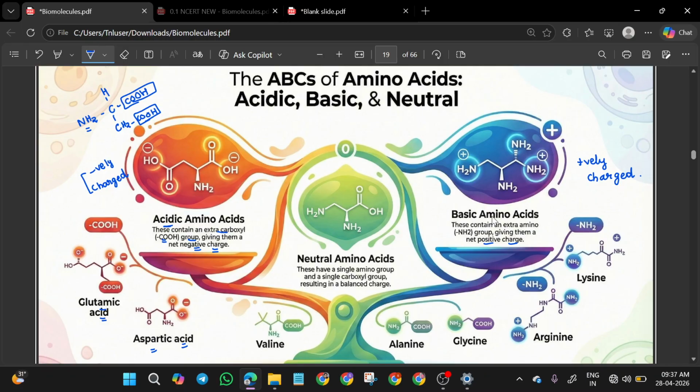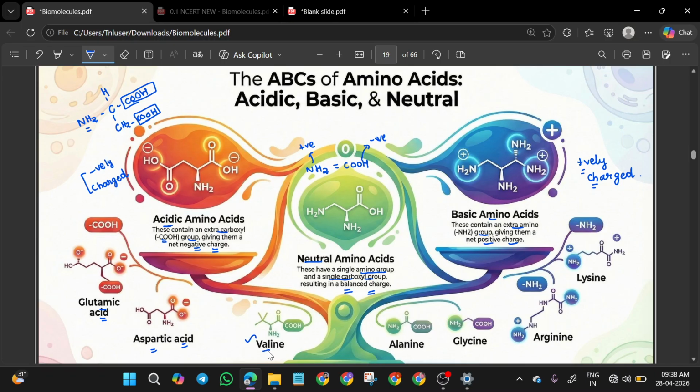Okay. So basic amino acids contain an extra amino group, giving them a net positive charge. That is, it is positively charged. Suppose the number of NH2 groups is equal to the number of COOH groups. Usually NH2 provides positive charge and COOH provides negative charge. That is the major thing. But if both are equal, it will become neutral. These have a single amino group and a single carboxyl group, so it will have a balanced charge.